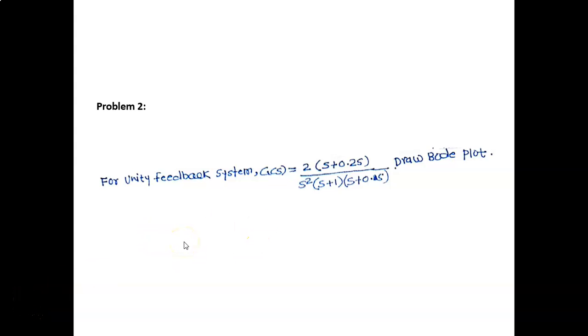Welcome. Today we will see problem 2 on Bode plot. For a unity feedback system, G(s) is equal to 2 into (s plus 0.25) divided by s square into (s plus 1) into (s plus 0.5). Draw the Bode plot. Now we will draw the Bode plot of this function.